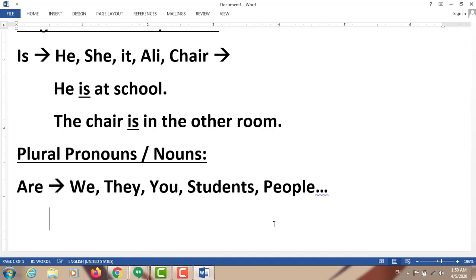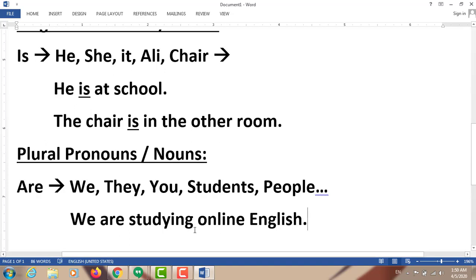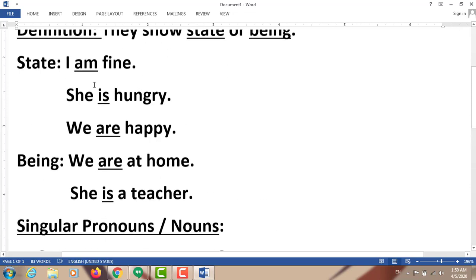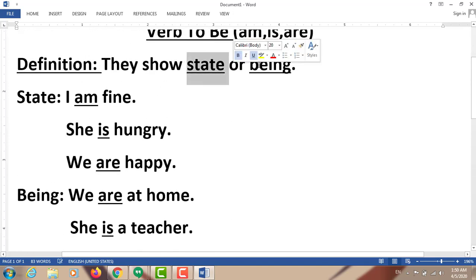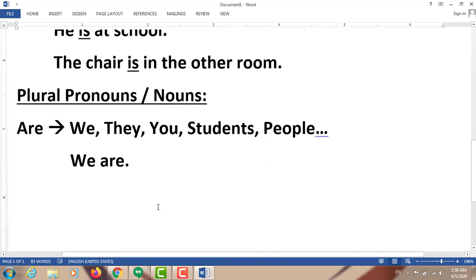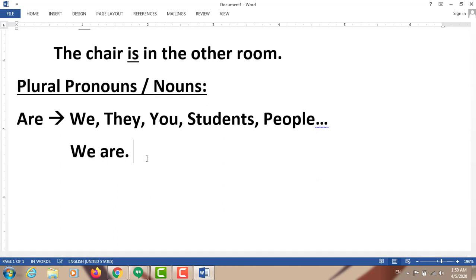For example, I say, "We are studying online English. So easy." Sorry, this is a helping verb for present continuous. I will make examples for these two uses, for state or being, because we are just talking about "to be." We're not talking about any tense. Okay, "We are in the class." Because "we" is a plural pronoun, so we use what? Are.